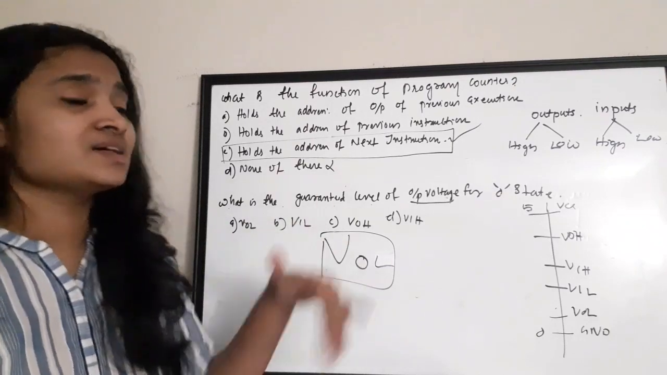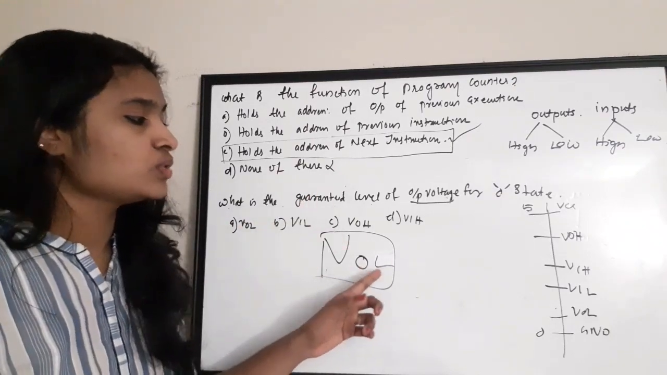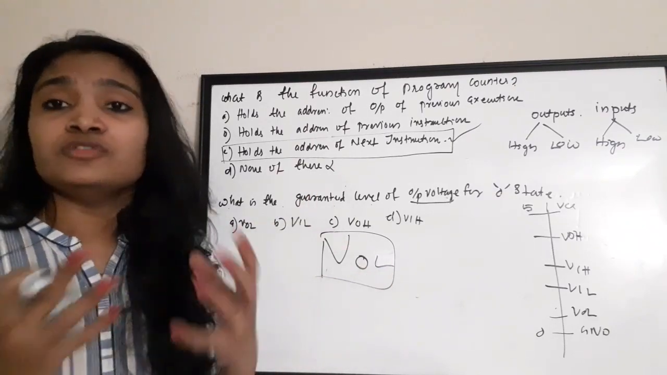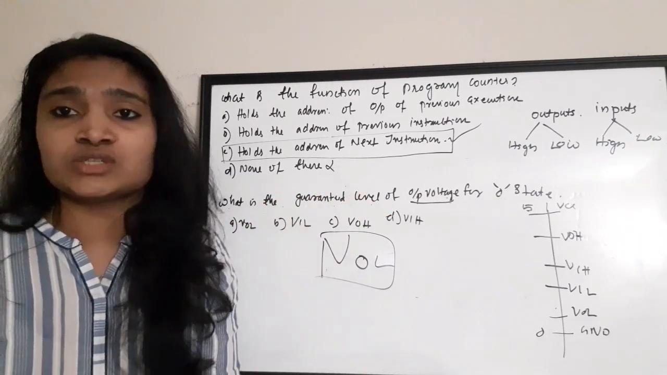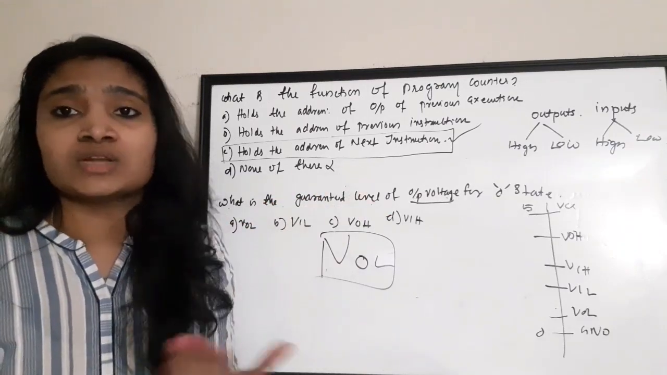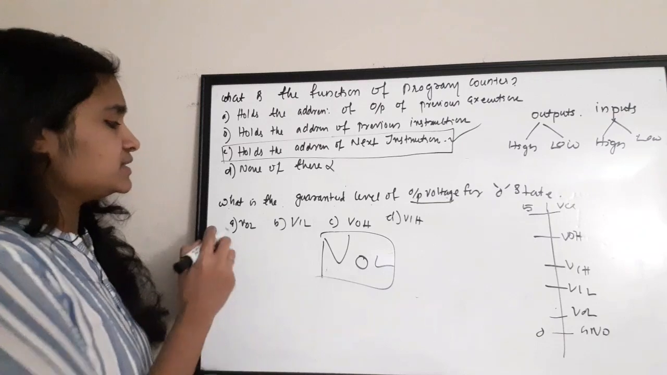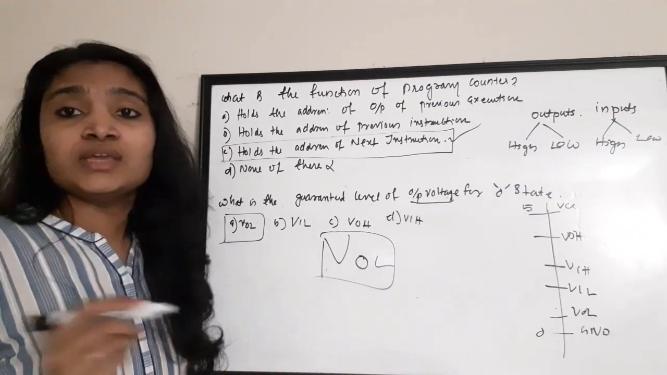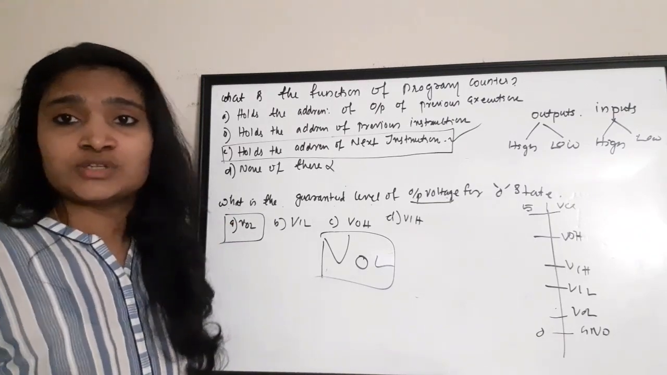Now if you know this concept, how to write this O, how to write this L or H, you can answer any such type of questions coming from the voltage levels of TTL. Anyway, the correct answer here is option A, which is VOL. I hope this is very much clear to you.